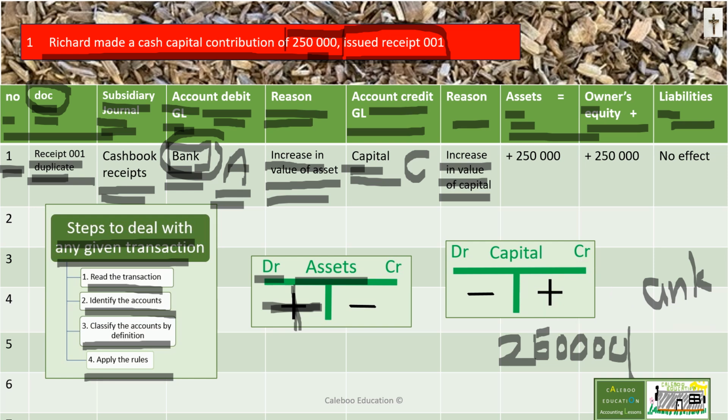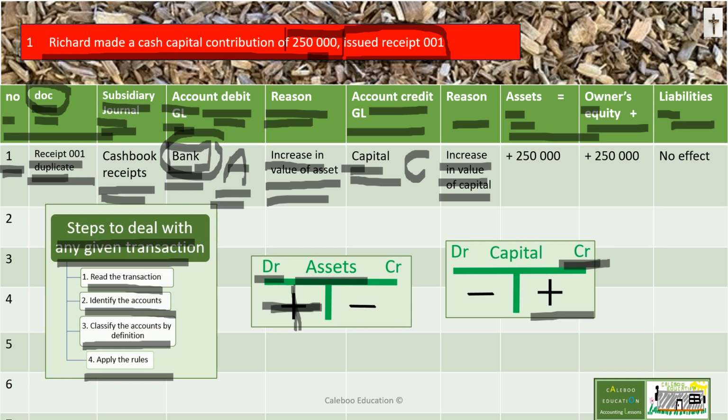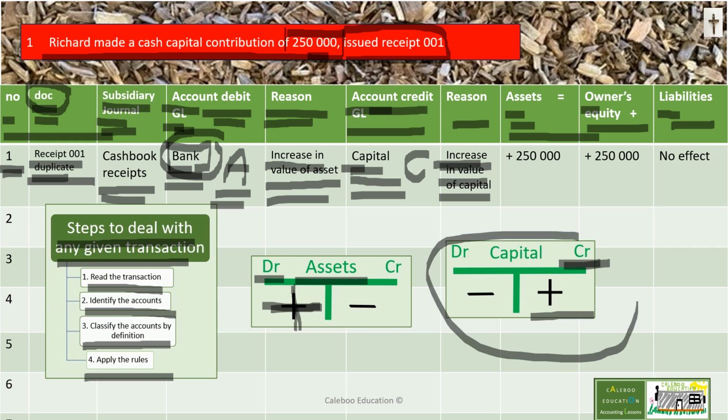Look there. I'll rub this out quickly. There's a plus on the credit side. That is the rule. Increase in the value of capital, the account in the general ledger gets credited. So account credited, capital. Reason? Increase in the value of capital according to that rule.